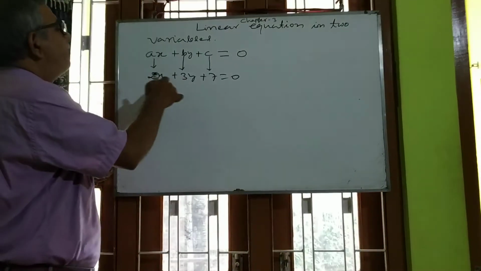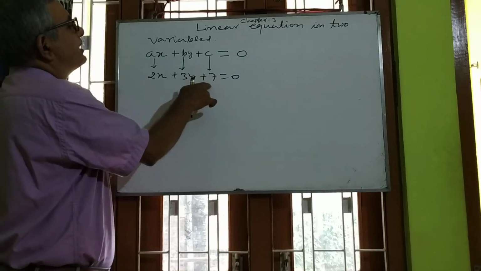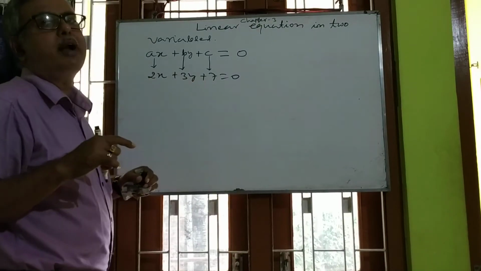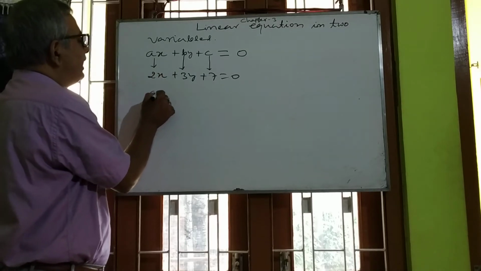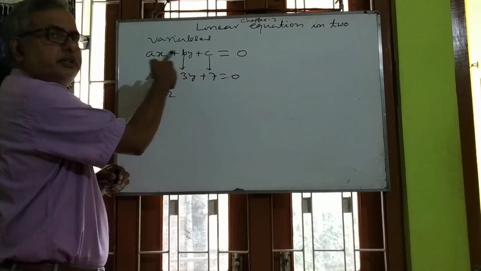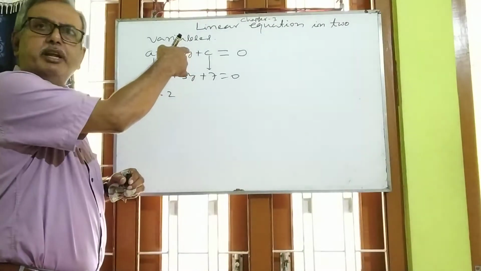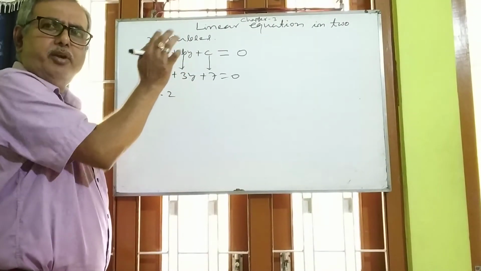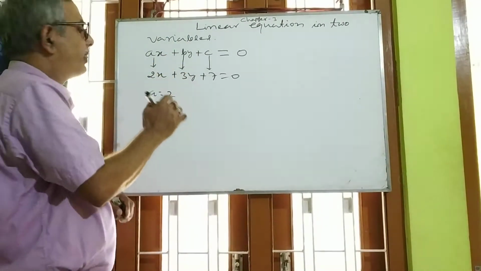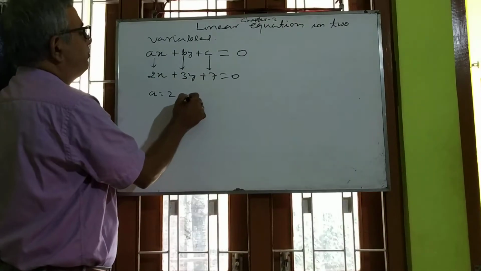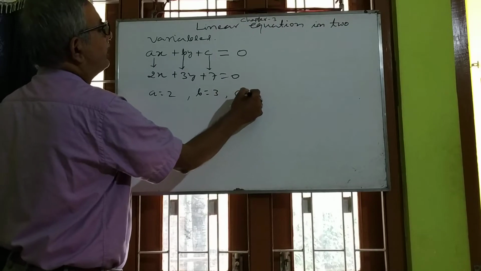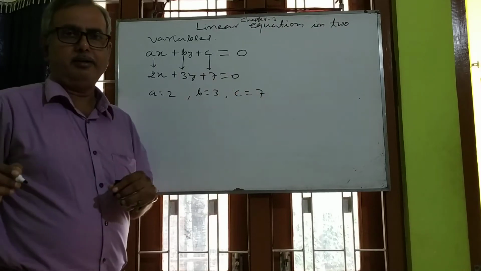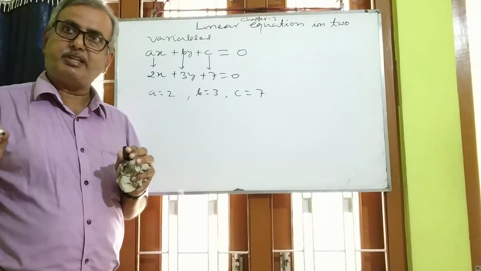Here, for example, 2x plus 3y plus 7 is equal to 0. So what is the value of A? A is equal to 2. You compare with the general form of linear equation. Very nicely. Take seriously here, please. And B is equal to what? 3. C is equal to 7.